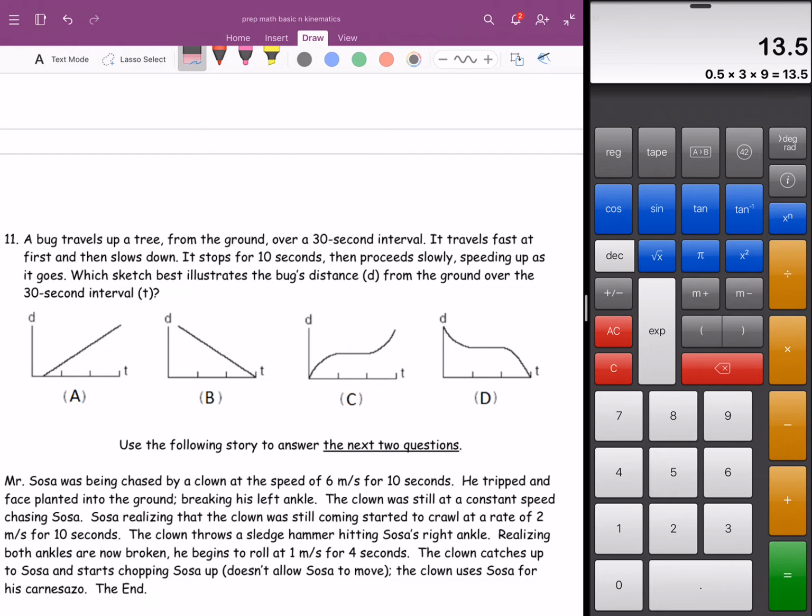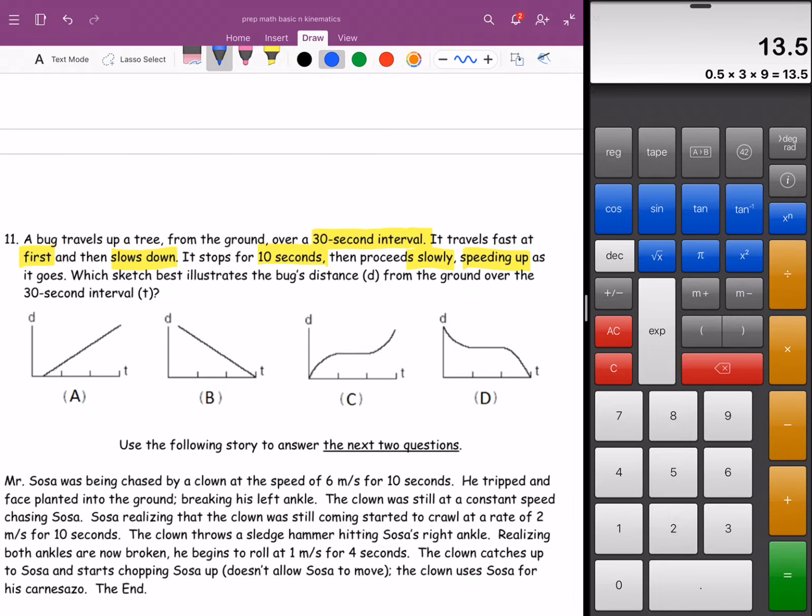Now for 11. A bug travels a tree. 30 seconds. Travels fast. Slows down. Stops for 10 seconds. And proceeds slowly. Speeding up.